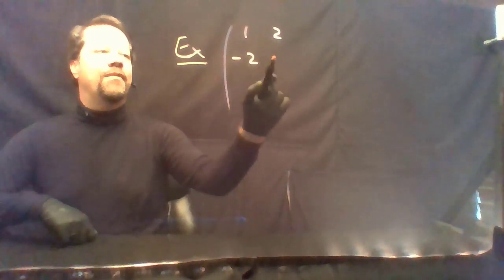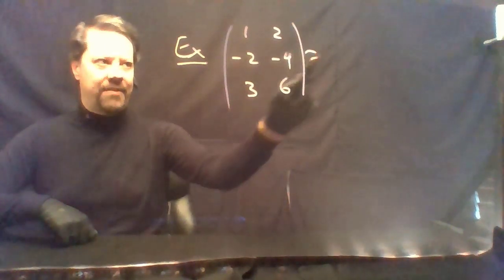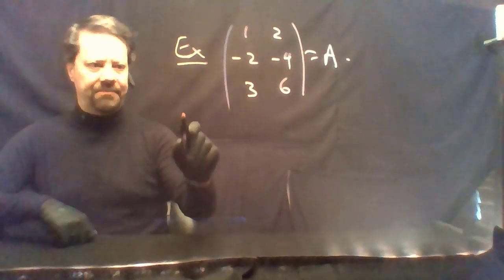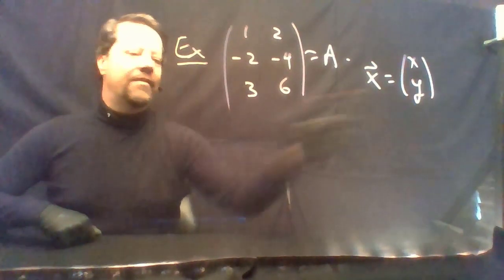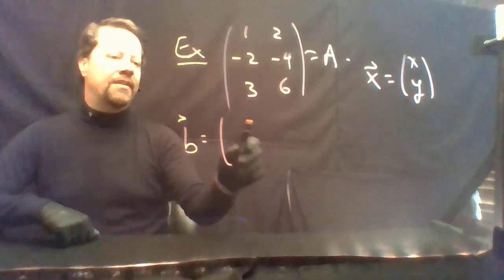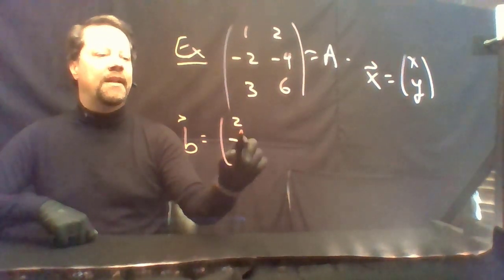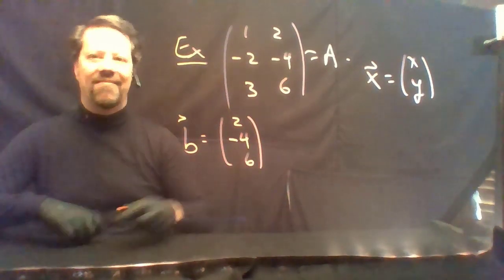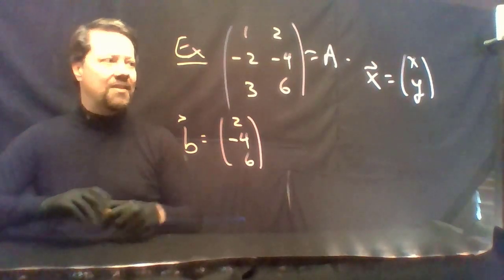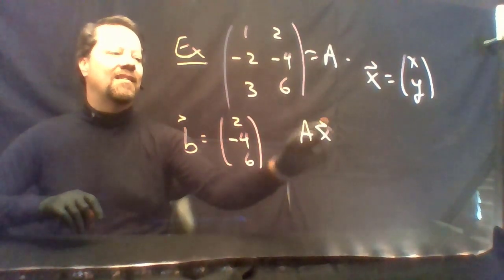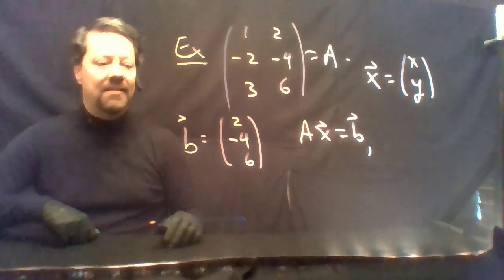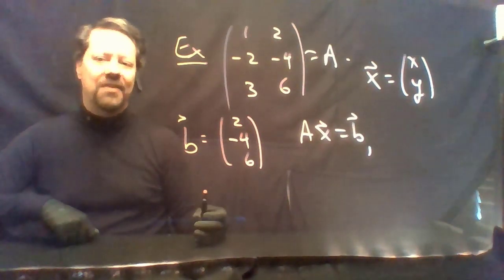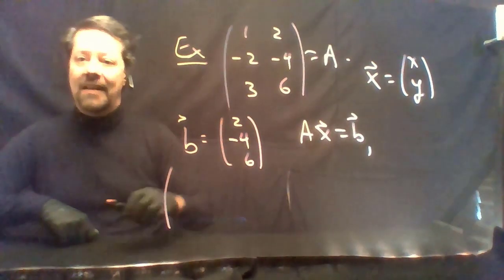Let's look at an example. Suppose we have 1, 2, -2, -4, 3, 6 as our matrix A. Let's look at the system where x, in this case, is the vector (x, y), the vector of unknowns, and b will be the vector, let's say, 2, -4, and 6. Can we solve this system Ax equals b? Well, this is not a square matrix, so A inverse doesn't exist. We can't use the inverse matrix method to solve this, but we can use Gaussian elimination.